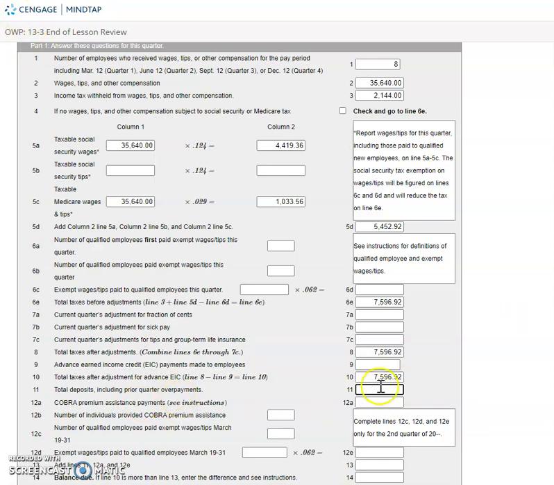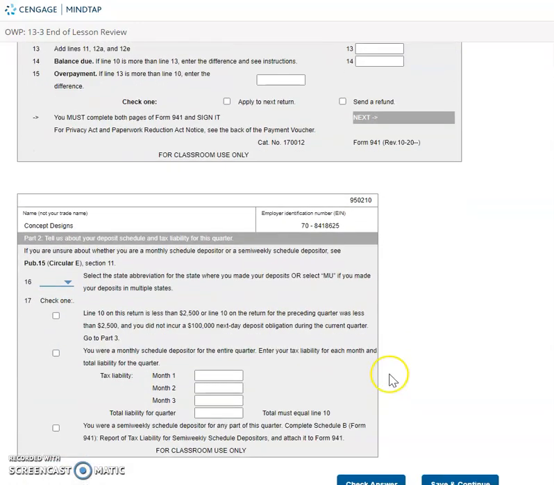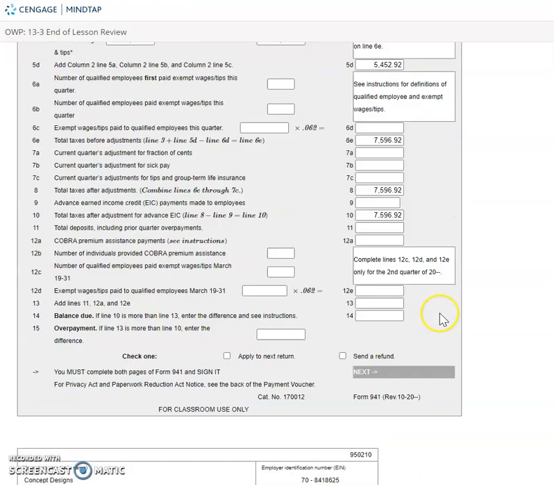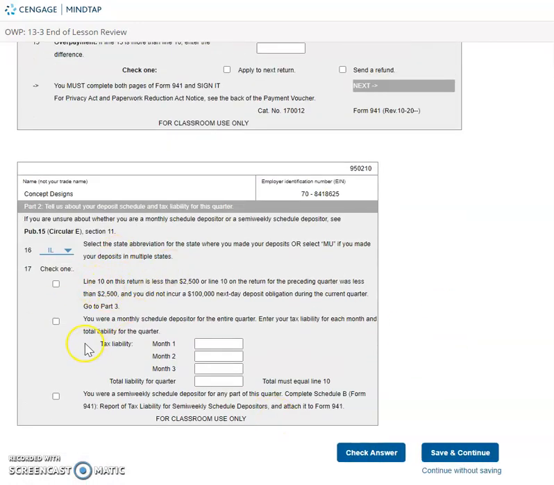Now for this line, we're actually going to jump down to the bottom and go to this page here. We're looking at this part 2, and it says if you are unsure about whether you're a monthly schedule, see that. Okay, so we're going to just look at number 16. It says select the state abbreviation for the state. We're in Illinois. And then it says check 1. It says line 10 on this return is less than 2,500. So if I scroll back up to line 10, it is not less than 2,500, so I would not check that one.